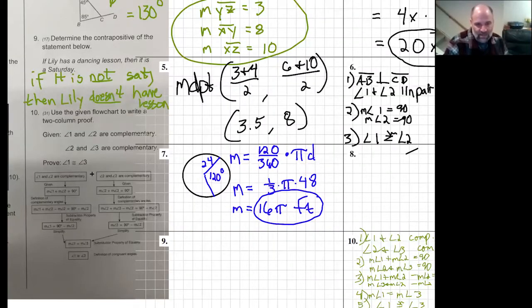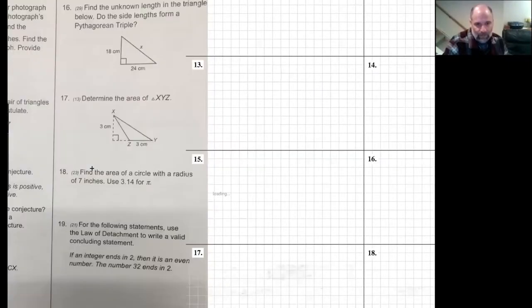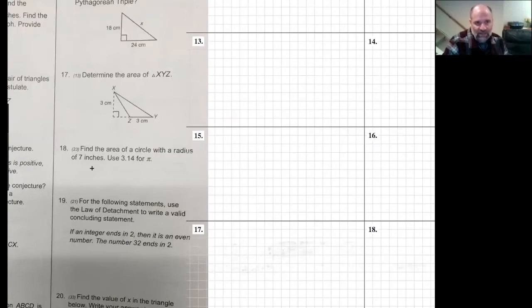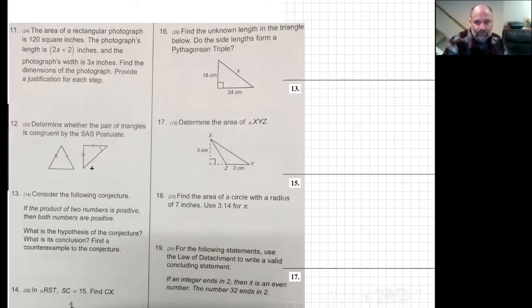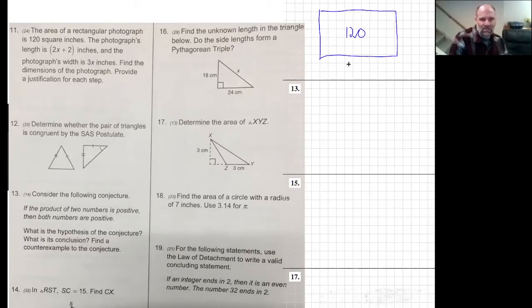Okay, next page. All right, number 11. Question? No question? Okay. Number 11, the area of a rectangular photograph is 120 square inches. The photograph's length is 2x plus 2. Okay, that's a little bit of algebra, but we can do this. Fret not, Tori, don't be scared. So if the area is 120 and the length is 2x plus 2, and the width is 3x, how do you find the area of a rectangle? Length times width.